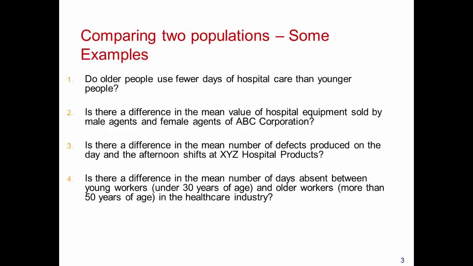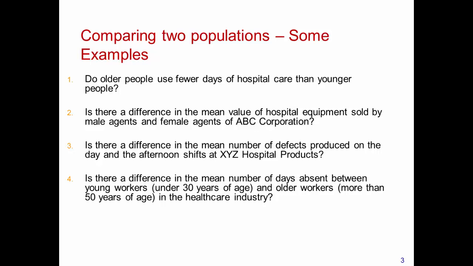So when might we want to compare two means? Well, here are a few examples that we can look at. Is there a difference in the mean number of defects produced on the day and the afternoon shifts at the XYZ Hospital Products Incorporated? Do older people use fewer days of hospital care than younger people? Notice that we're comparing groups against each other instead of against the population from which the sample was drawn. Let's take a look after you have a moment or two to look at a couple of more examples. And let's take a look at the overview formula for comparing the two means.